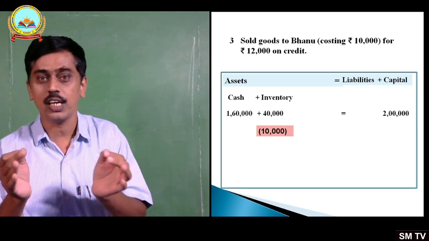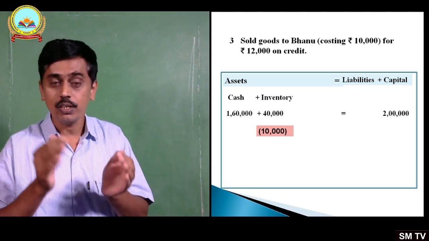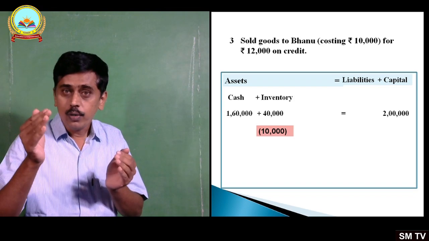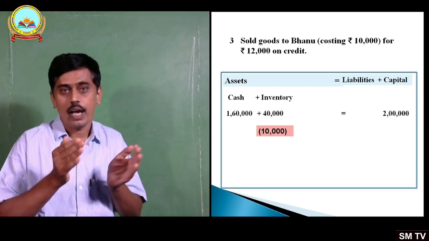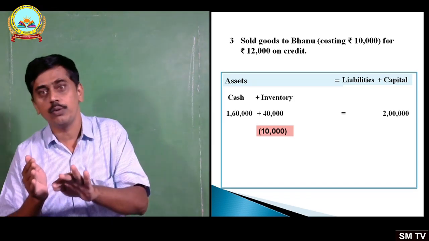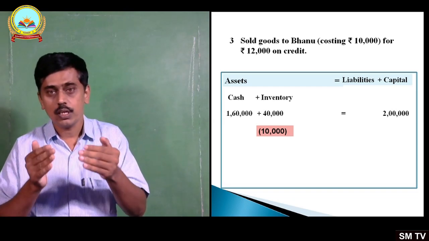Accounting is a language of business. So Banu becomes debtor. As Harsha sells goods to Banu, Banu becomes debtor.